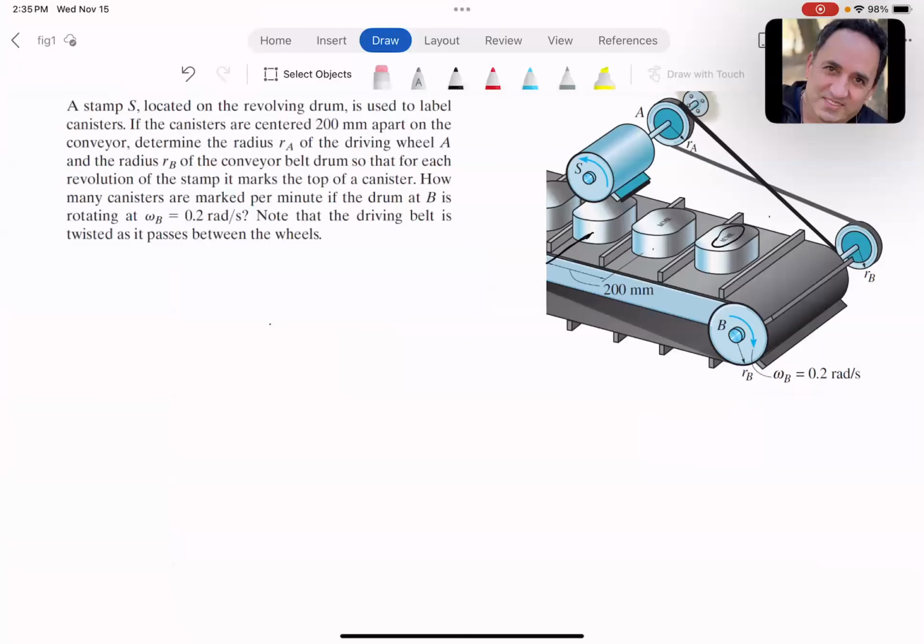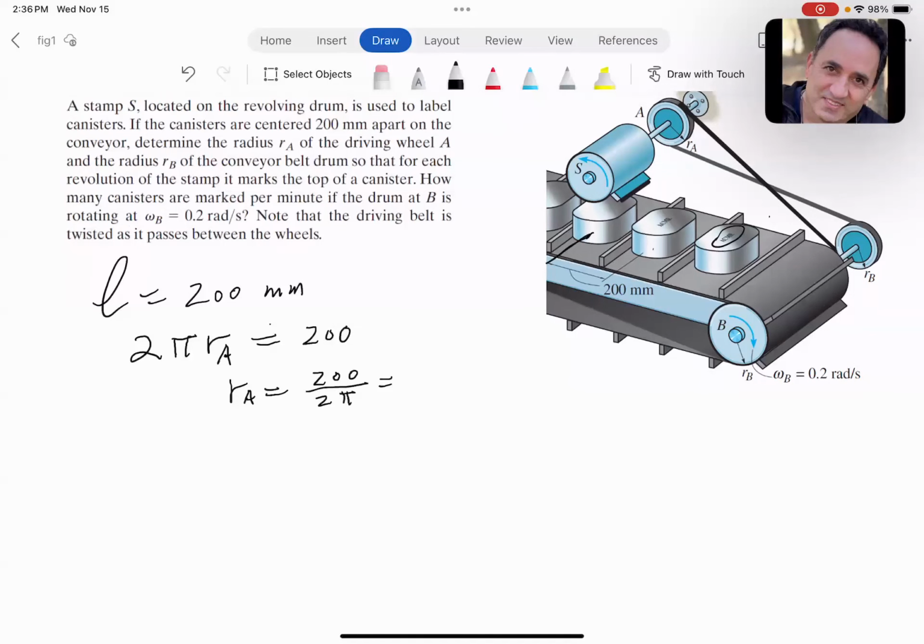So we say, okay, the length between the two centers is equal to 200 millimeters, and we can relate that to RA or RB. So the circumference of the wheel A is 2 pi R, and that has to be 200. So you could easily solve for RA: 200 divided by 2 pi. That comes out to be 31.8 millimeters. So the radius of this wheel has to be 31.8 millimeters.